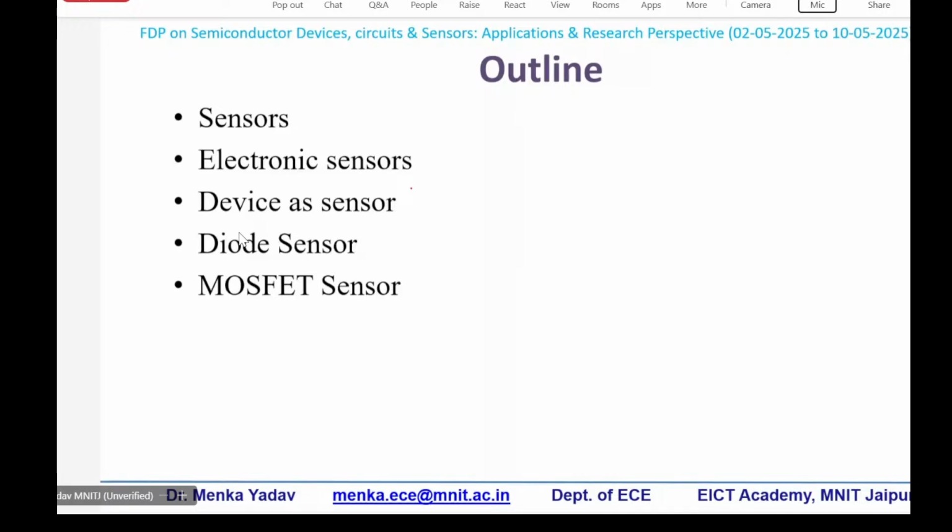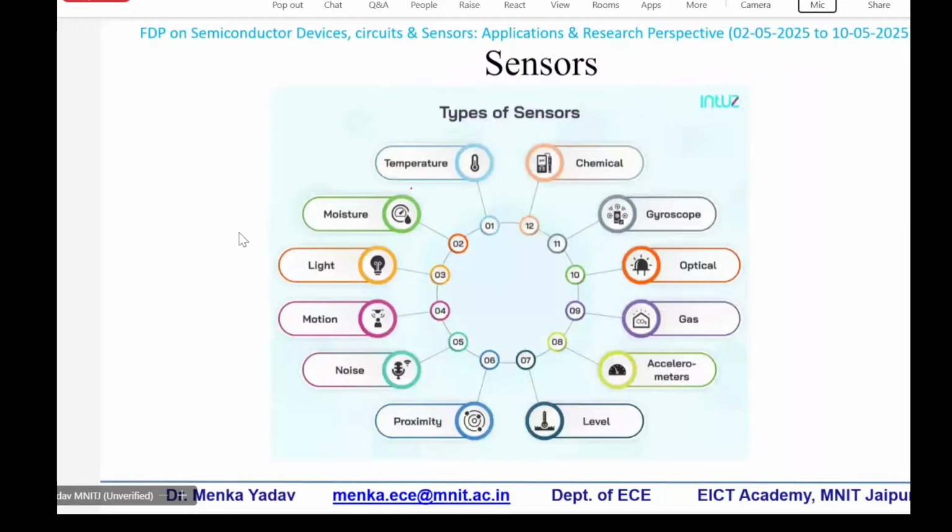So these are the outlines for the day. Sensors, what are the different kinds of sensors available in the market. Then the category of electronic sensors we will be choosing, and device as a sensor: diode sensor, MOSFET sensor, and tunnel FET sensor, these will be taken. So these are the different types of sensors. You can have temperature sensor, chemical sensor, gyroscope, optical sensor, gas sensor, accelerometer, level sensor, proximity sensor, noise sensor, motion sensor, light sensor, etc.